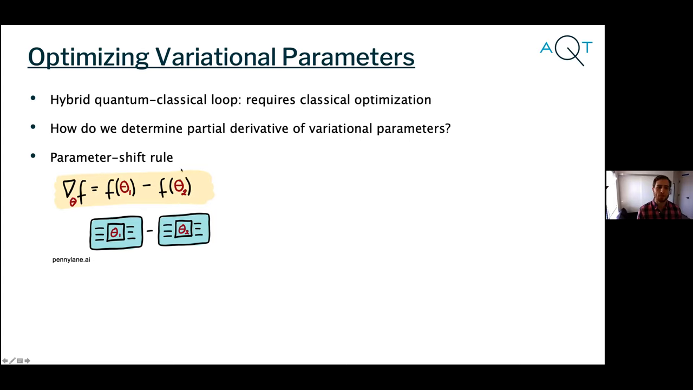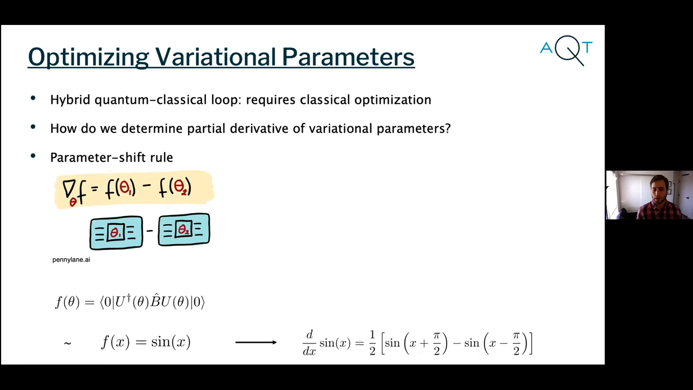And you can do this by taking the difference between two circuits or two objective functions. So again, as a reminder, this objective function is just an expectation value. And briefly, I'm going to draw an analogy with a classically computable function, and that's just the sine of x. So if my function is the sine of x, it turns out that the gradient of this function can be expressed, you may already know this, in the following form. I can compute the sine of x plus pi over two. I can compute the sine of x minus pi over two. I can take the difference between the two of those, divide by two, and this gives me the derivative of sine of x with respect to x.